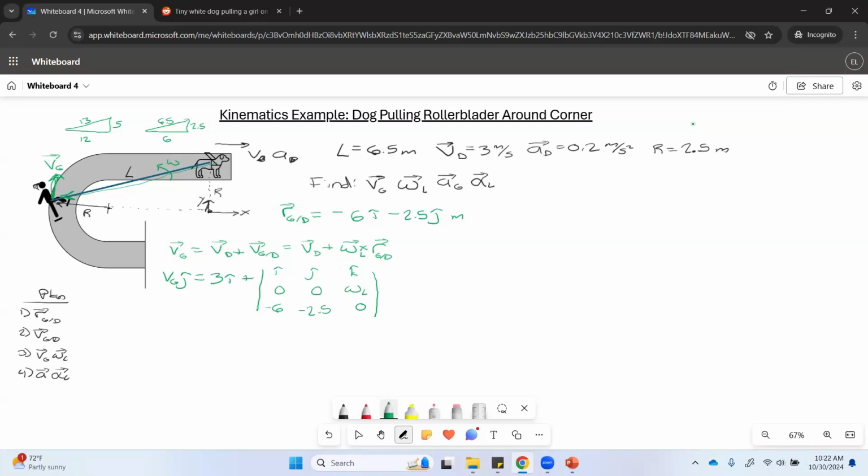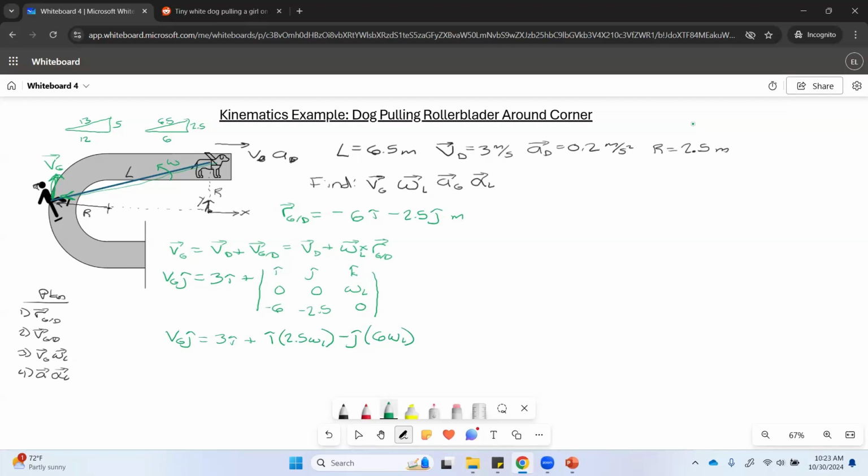So we'll bring this down. Velocity of the girl in the J hat direction equals 3 I hat plus, now we do the cross product, which will be I hat times 0 minus negative 2.5 omega L. So that comes out to be 2.5 omega L. If you need to review cross products, click the link and do that. And then negative J, and that J component will be 0 minus the negative 6 times omega L. And so we have 6 omega L.